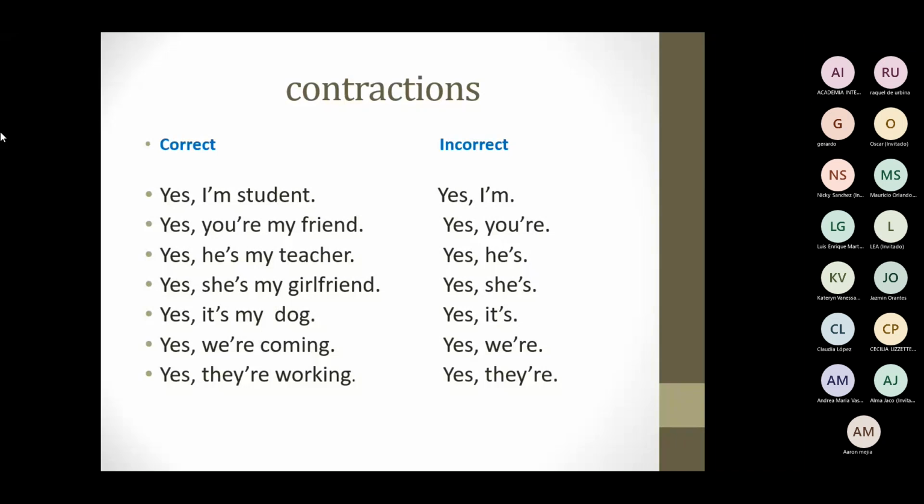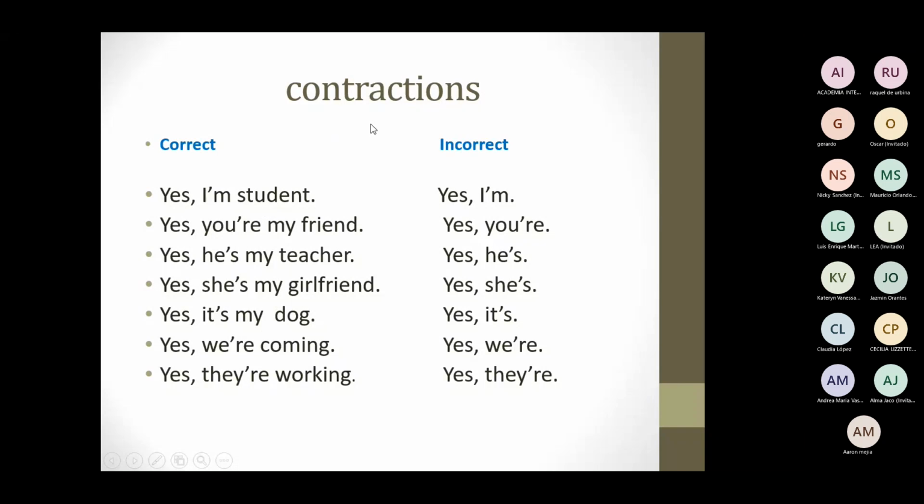let me see. Are you a good student? Are you a good student? Yes, I'm. Y respondo con una respuesta corta, contractada. Yes, I am. Lo mejor es decir, yes, I am. Pero nunca decir, yes, I'm. Si quiero usar una contracción, ya necesito decir un complemento mejor. Yes, I'm a good student. Ya necesito decir un complemento.